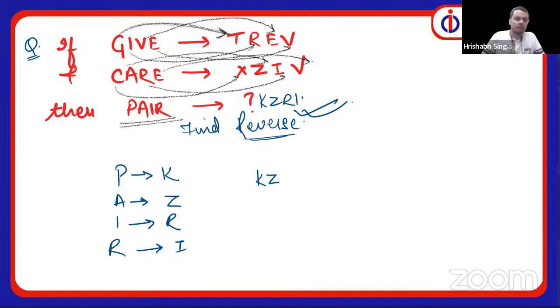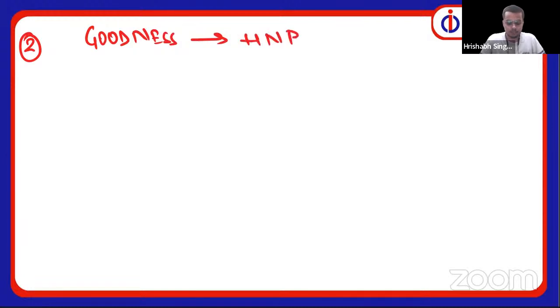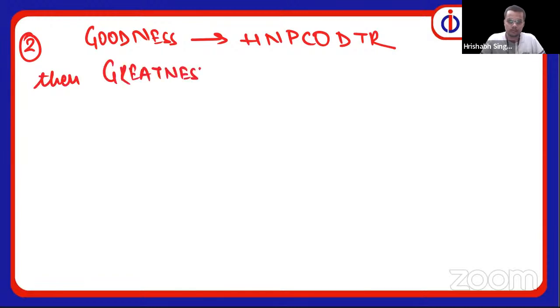Okay. Question number 2. So, goodness is coded as HNPCODTR, and then greatness will be coded as what? You have to tell what will be the code of greatness.